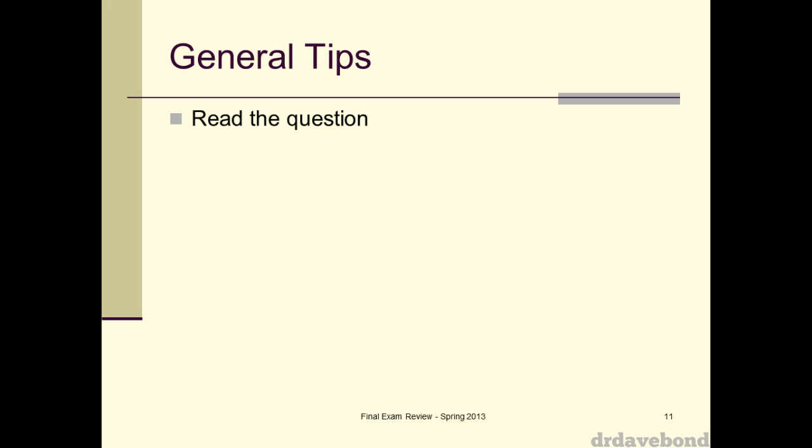Turning now to general tips. First one, it's a cliche, read the question. Second one, probably even more of a cliche, but answer the question. So don't answer what you think the question was, answer what the actual question itself was. It's really frustrating when we see people write pretty good answers to a completely different question. Read the question, figure out what the requirements are, and answer that particular question.